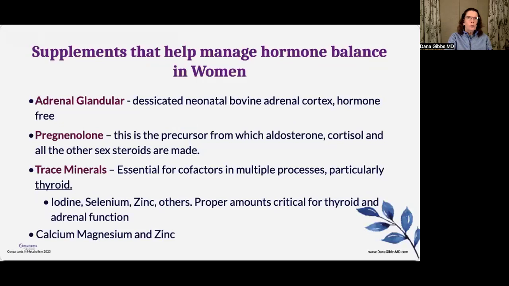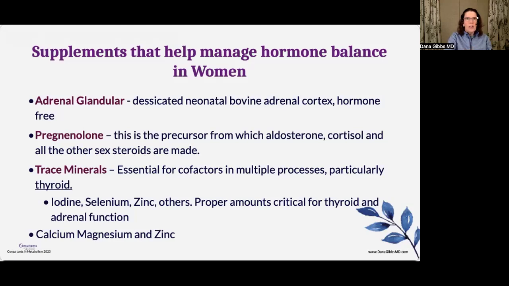So there are supplements that you can take. Now, there's lots of other ways to help manage your stress, and I'm not going to talk about those right this minute, because I've mentioned some of those in some of the other presentations that we've had. But there are a couple of nutrients that your adrenals need to stay healthy.